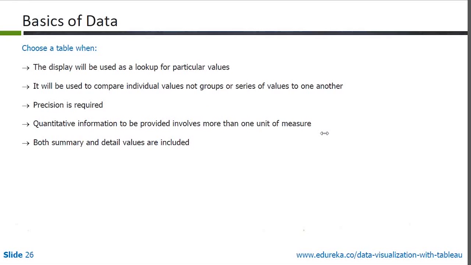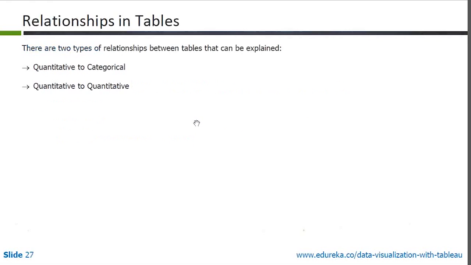When precision is required, when your boss wants to know the exact amount, $2,243, that is when you use a table, not a chart. When more than one unit of measure is involved, again you use a table. When you have to give a summary and detailed values of both, then you use tables.